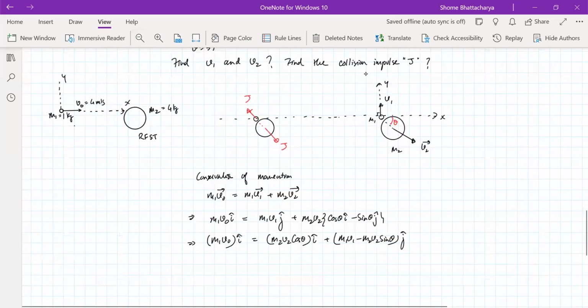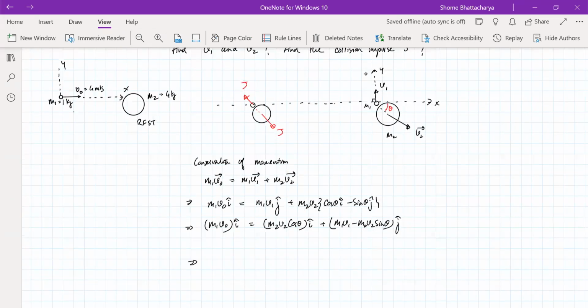So as we solve it, you can see that equating the x components, we have m1 v naught on the left hand side is equal to m2 v2 cos theta. So 1 into 4 is equal to 4 into unknown v2 into cos 37. That is telling me that v2 is 5 by 4 or 1.25 meters per second.